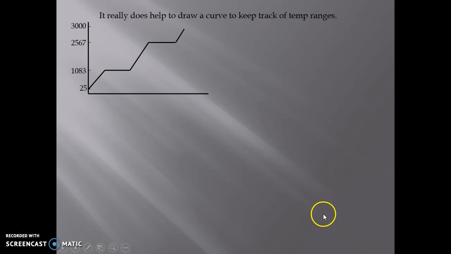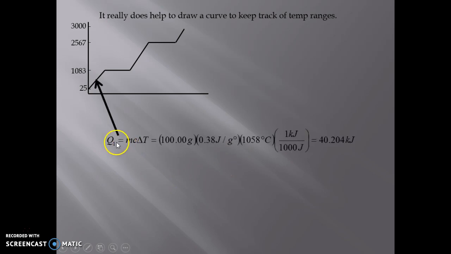So you draw the curve, 25 to 1030, it's a solid, then it melts, 1030, 1083, 1083 to 2567, it's a liquid, we're heating it up. Then we're going to vaporize it. Then we're going to raise that copper gas up to 3000 degrees. So first task, Q equals mc delta T of just the solid. So here's the specific heat of the solid. 100 grams, temperature change is that.